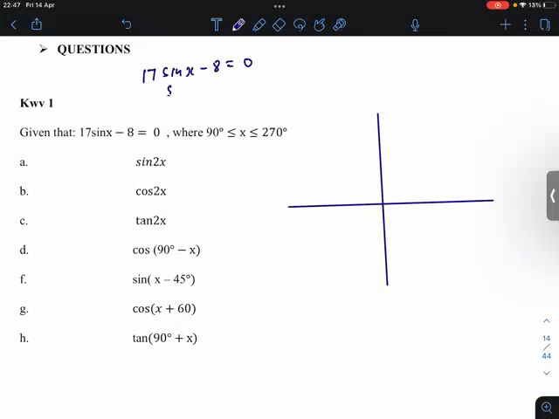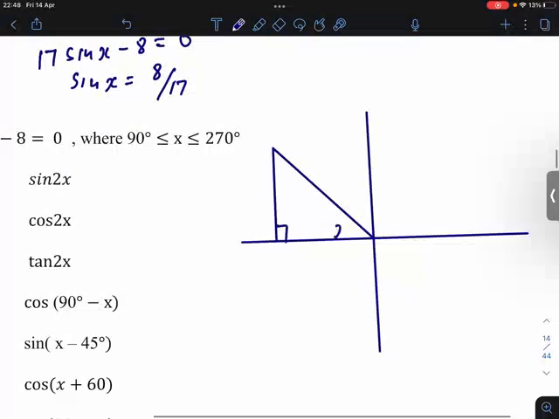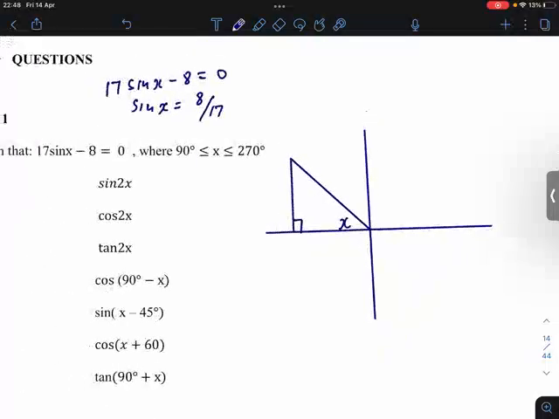So your first step is to do this. Okay. So sine is positive here, but then we are told that this must be 90 to 270. So it's from here up until there. So sine is only positive here. So we need to put this in quadrant number 2 altogether. So this is x, opposite over hypotenuse, 8 over 17.